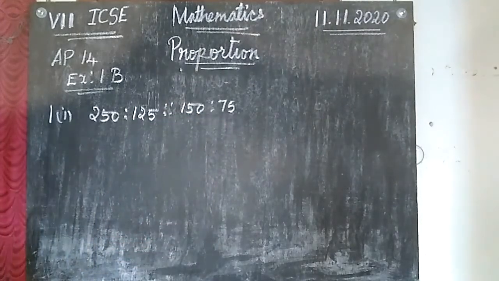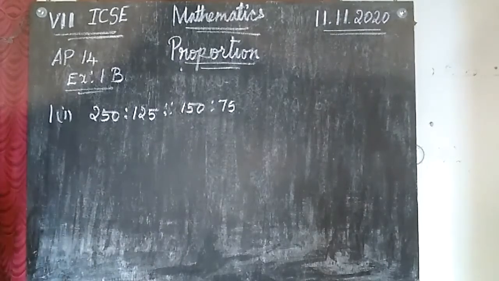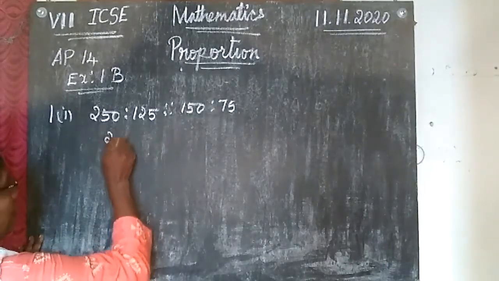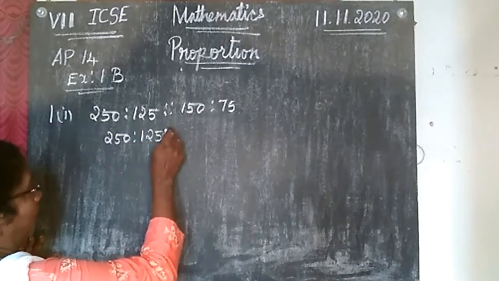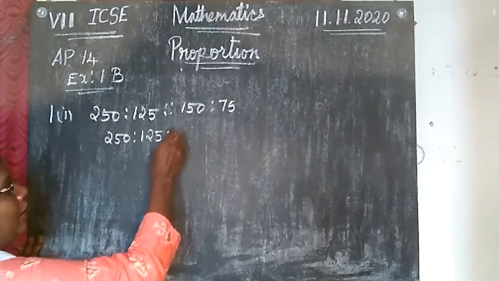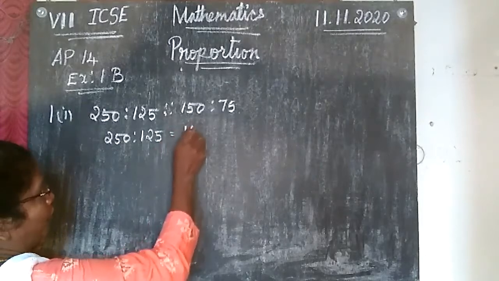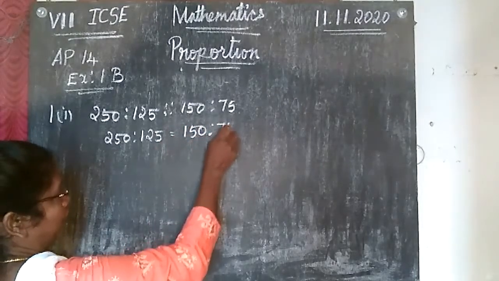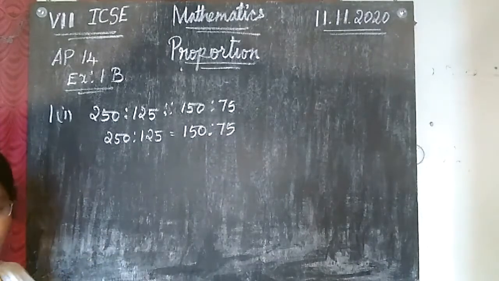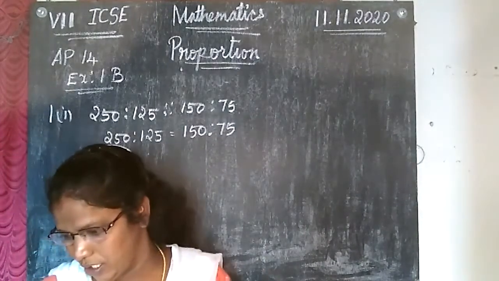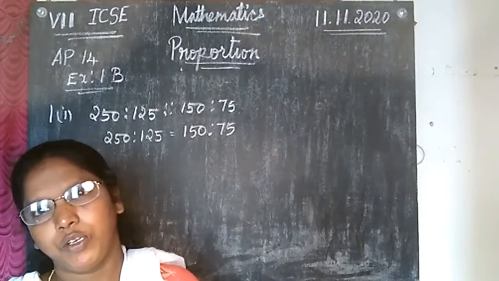This can be written as 250 is to 125, equal to 150 is to 75. Are you listening? Let's use the cross product rule. What is the cross product rule?